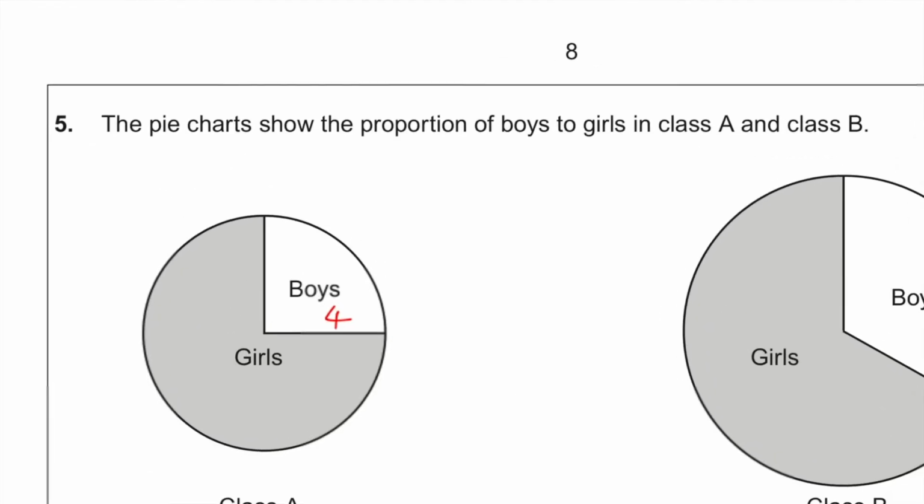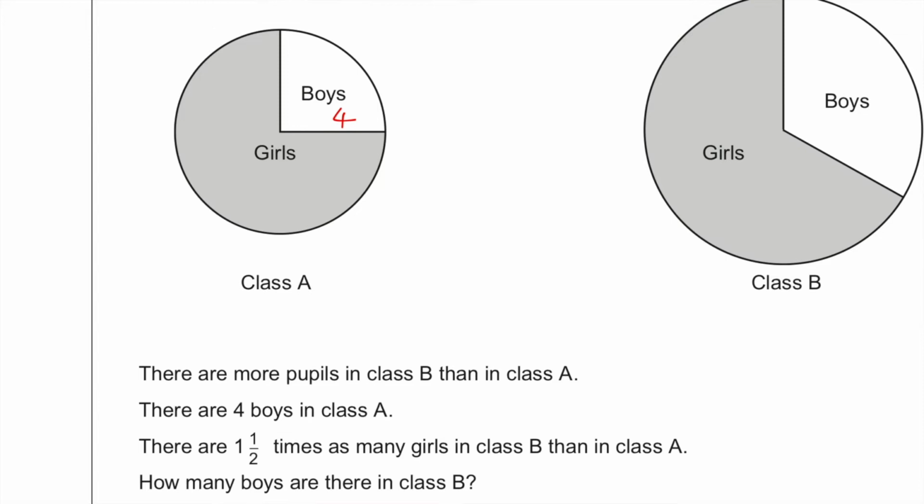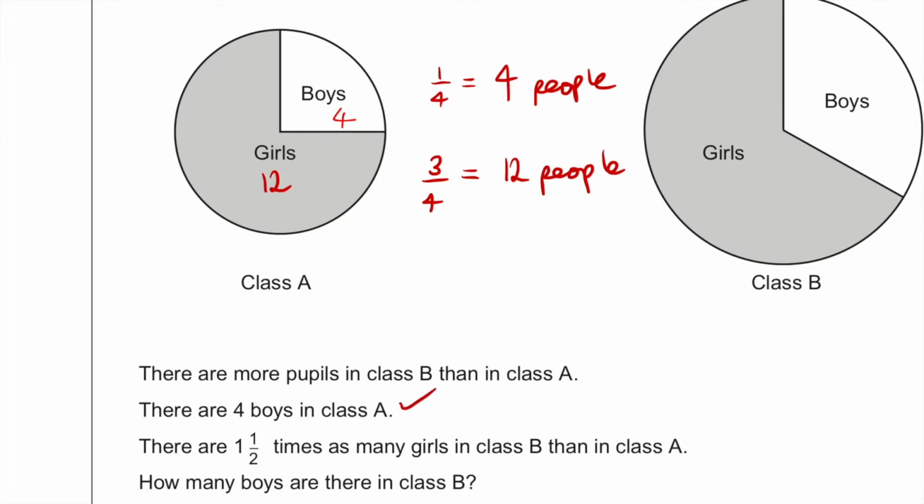Okay, going into the question here then. We're told from the question that there are 4 boys in Class A. So if 1/4 is equal to 4 people, then the girls are 3/4 of what is left. So 3/4 must be 3 times as much, so there must have been 12 people, or 12 represented in here. So we've dealt with that bit there.